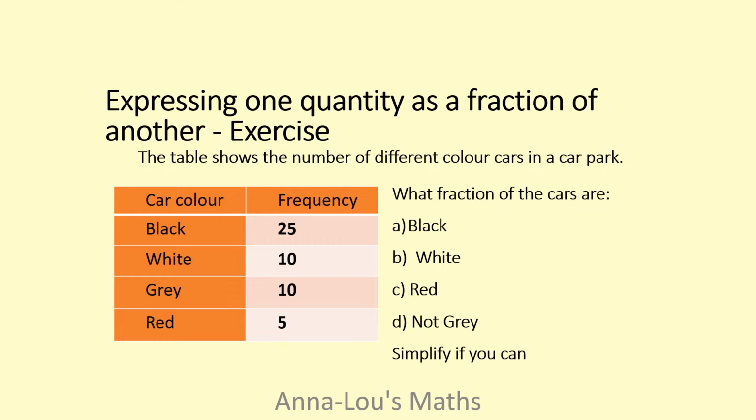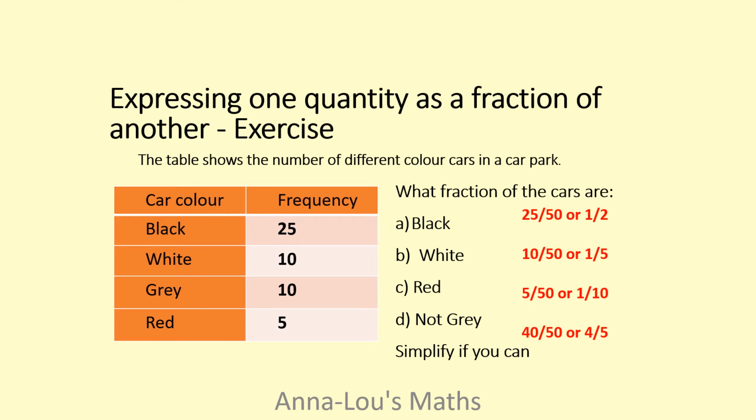Okay, hopefully you gave that one a go. So the first thing we needed to work out on this one is what was our denominator. Now our bottom number of the fraction is our total, so I would have needed to add them all together, giving me a denominator of 50. So hopefully these are the answers you got. So 25/50ths were black, so that's simplified to a half. 10/50ths or a fifth were white. 5/50ths or a tenth were red, and not grey was the remainder without the grey.